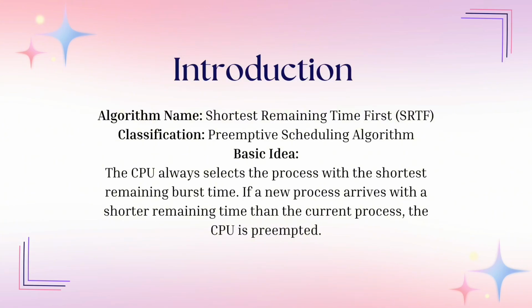Classification: preemptive scheduling algorithm. Basic idea: the CPU always selects the process with the shortest remaining burst time. If a new process arrives with a shorter remaining time than the current process, the CPU is preempted. So, shortest remaining time first is a preemptive CPU scheduling algorithm. This means the CPU can stop a running process if a better process arrives. The main idea of SRTF is that the CPU always chooses the process with the shortest remaining burst time.